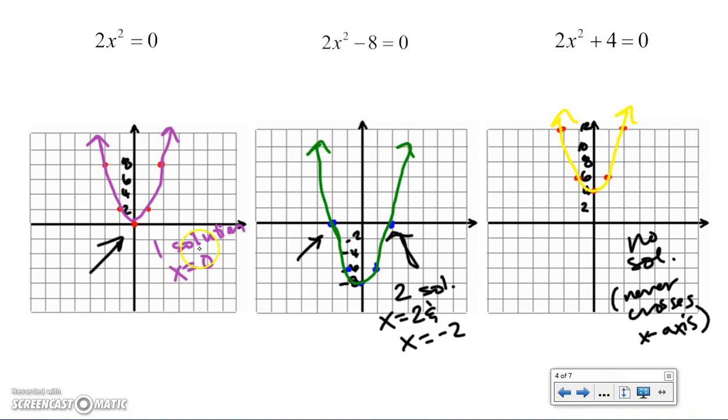For the first one, you should have one solution where x is 0. On this one, 2 solutions, x is negative 2 and positive 2. And then this one did not cross the x-axis, so there is no solution. You can go ahead and watch video 2 of 9.3 for the next part of the notes.